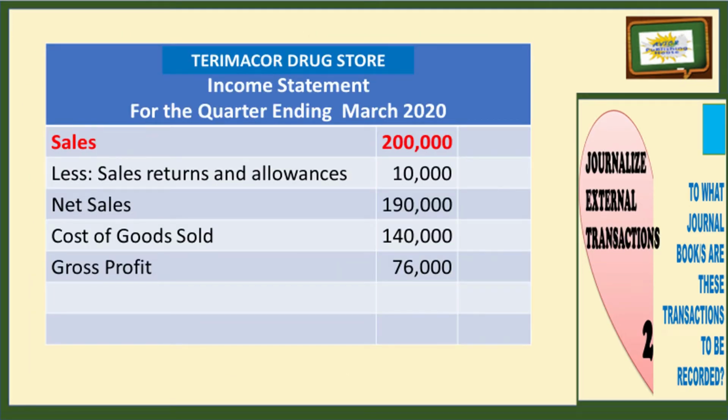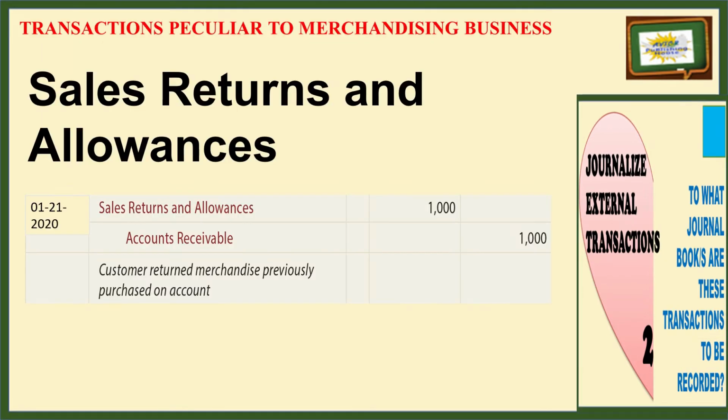Now, this will be a more specific illustration of the income statement showing gross profit. So, if you have the sales, returns and allowances, net sales, cost of goods sold, gross profit. This is the difference. These are the peculiar items in the financial statement or income statement of a merchandising concern.